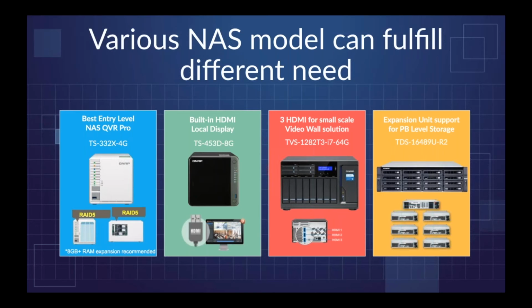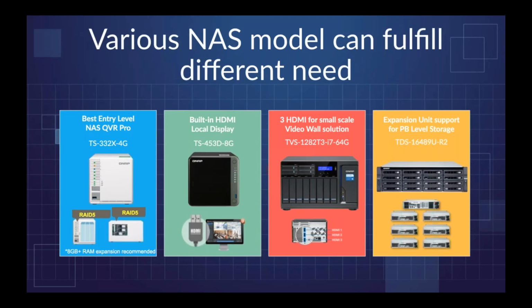Here at the entry level, we have the TS-332X. This comes with 3 drive bays and also 3 M.2 SSD slots, so it's ideal for a RAID 5 solution. You get a good amount of storage for a pretty low cost. It also comes with an SFP+ 10 gig port, so if you're connecting to many cameras, that could perhaps reduce latency. But we do recommend that you add RAM if you go with this model, up to 8 gigabytes, for a smoother experience.